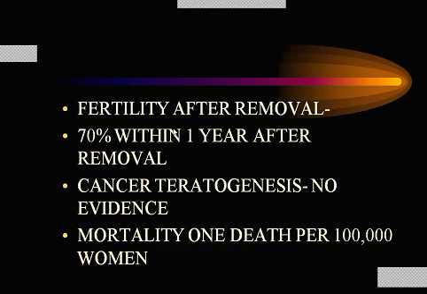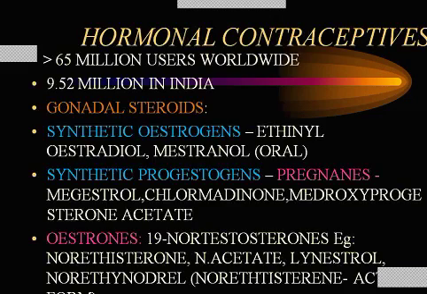Once the IUD is removed, how will be the return of fertility? 70% of the women conceive within 1 year after removal. Regarding side effects like cancer and teratogenesis, there is no evidence of occurrence of cancer or teratogenesis in the baby. Mortality is 1 death per 1 lakh women.